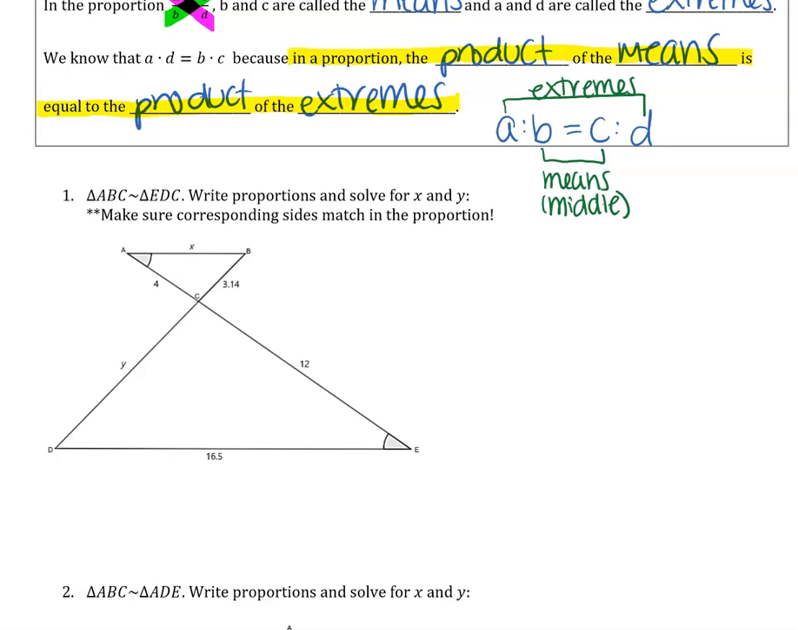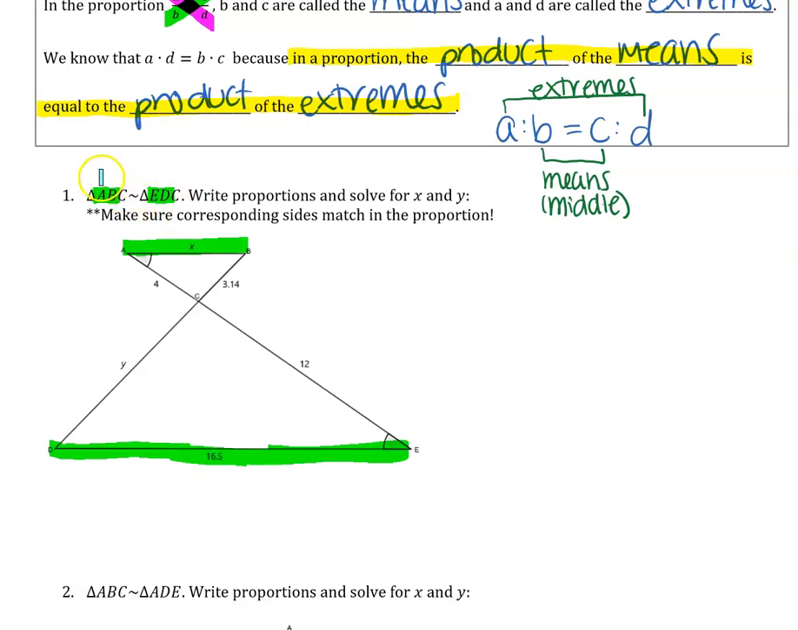All right, so starting with our first figure, I have triangle ABC similar to triangle EDC. Write proportions to solve for X and Y. Make sure corresponding sides match in your proportion. When I'm told that triangles are similar, the first thing I point out is that AB corresponds to ED. So I'm going to mark that in my picture. You can use different colored highlighters or label your sides differently. I'm going to use highlighters here. So AB corresponds to ED, a matching set.